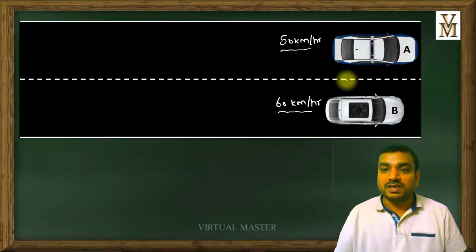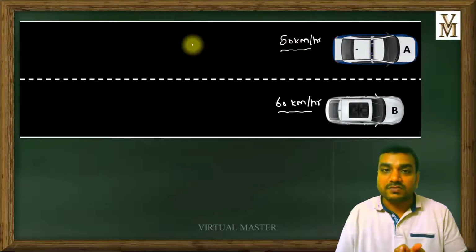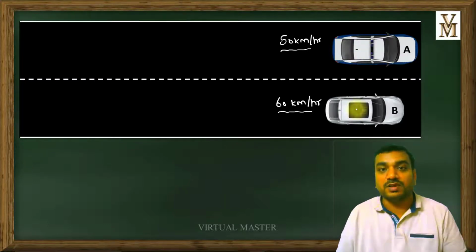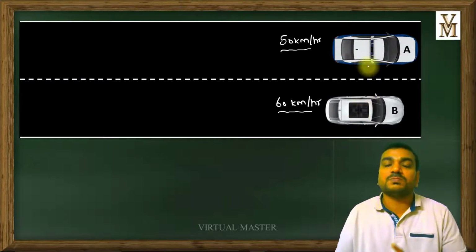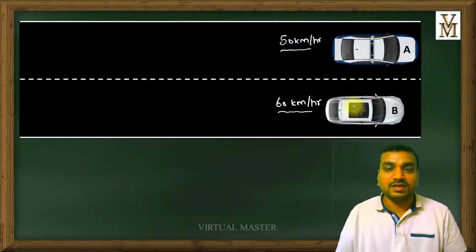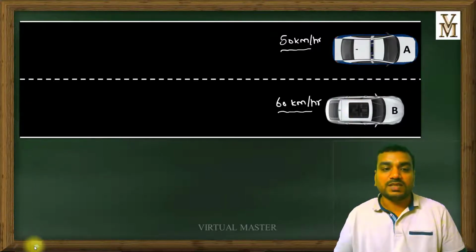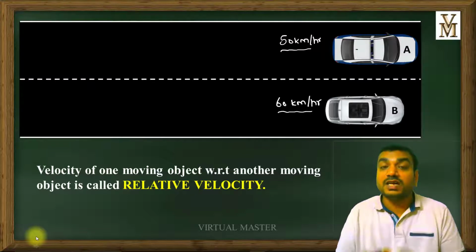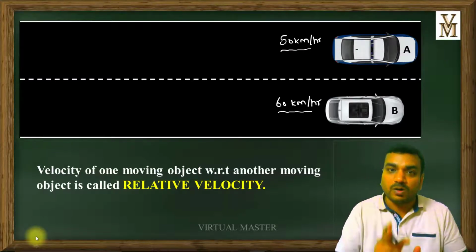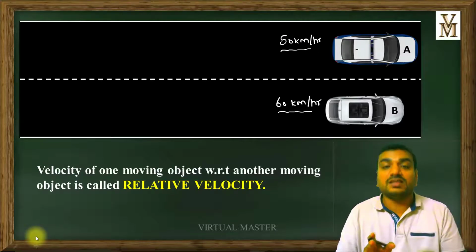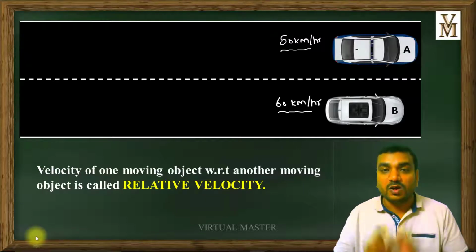Suppose if I measure the velocity of car B by taking car A as the reference point, okay, instead of taking the road as reference point, I am taking car A as the reference point to measure the velocity of car B. Then that type of velocity is called relative velocity of car B with respect to car A. Okay, so if we have two moving objects, and if we measure the velocity of one object with respect to the another moving object, then that type of a velocity is called as relative velocity of an object.